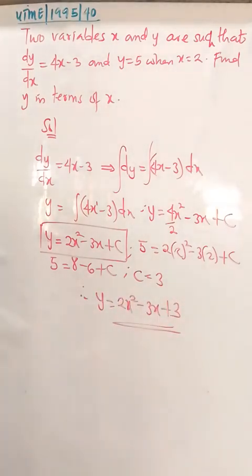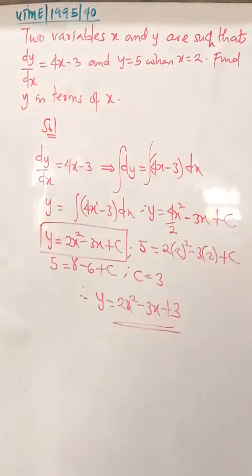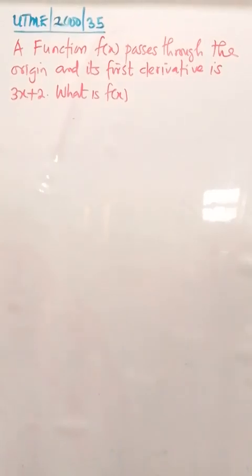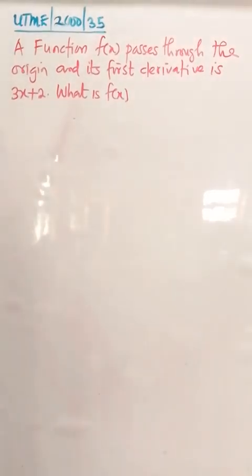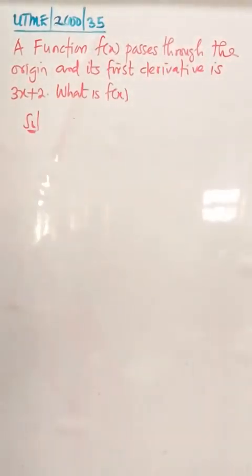This is what? The relation between, or this is what? y in terms of x, the original function. So meaning we can only get the value of c if we are given the condition. Sometimes it can be an initial condition. Sometimes, to confuse you, the question can be manipulated or twisted, but do not panic. Look at this. A function f of x passes through the origin.